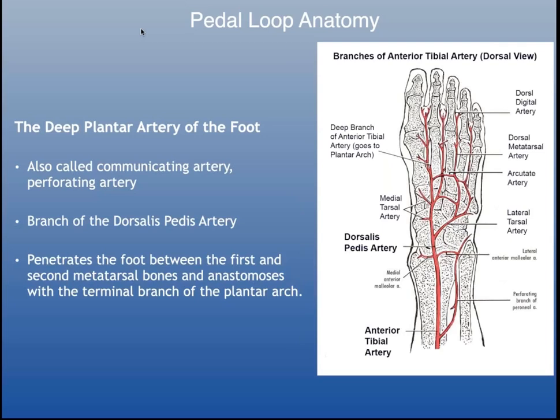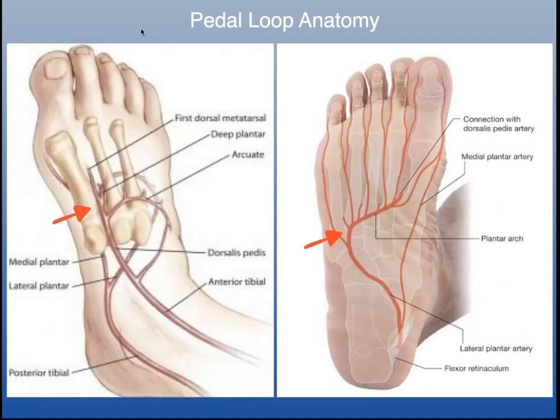So these are 2 important loops or anastomoses within the foot, but remember that the first one, related to the arcuate artery, is only present in about 17% of patients. Here's what we're talking about. Here's your very common pedal plantar loop. Obviously, everybody knows the anterior tibial artery continues, and once it gets to the ankle joint it becomes the dorsalis pedis artery. Then at the base of the first and second metatarsal, you can see that red arrow there.